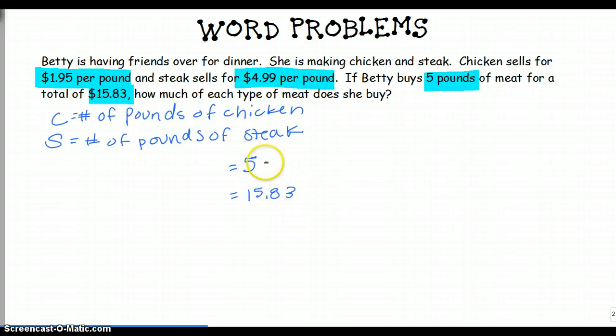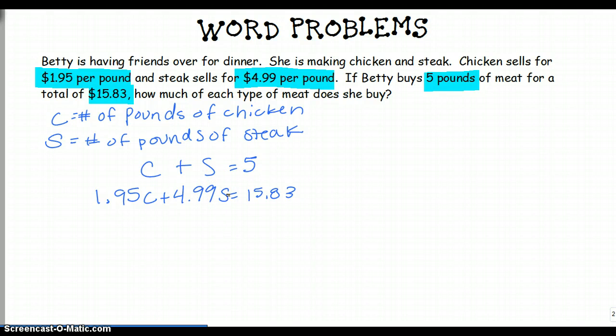So we have 5, because we're talking about 5 total pounds, and $15.83. Now, since we don't know how many pounds of each type of meat she bought, we're going to say C plus S, the number of pounds of chicken plus the number of pounds of steak, is going to equal 5. And then since we're talking about money, we're going to say how much did each pound cost. So we would say $1.95 per pound of chicken plus $4.99 per pound of steak.